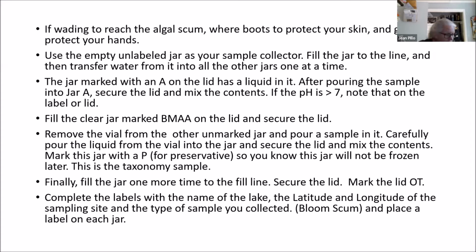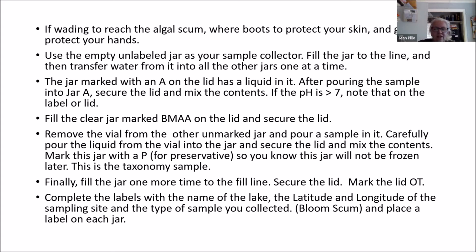And that's it. Now you have labels in the jars, in the box. You're going to put the name of the lake, the latitude and the longitude, and I don't remember where the labels go. And the type of sample. And we're doing bloom scums. So you're just going to circle bloom scum. So that's these labels that you got in your kit.